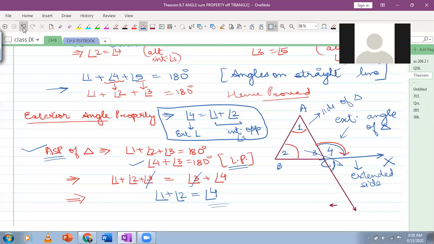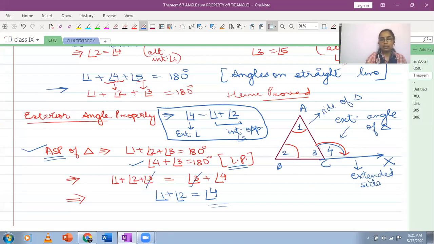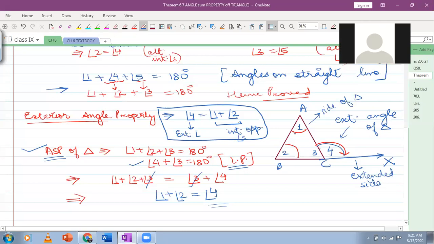Okay, ma'am. The exterior angle will always form a linear pair with one of the interior angles. This is something which you can remember. जो भी exterior angle होगा, वो interior angle के साथ linear pair बनाएगा. If it's not making a linear pair with any of the interior angles, it is not an exterior angle. Okay, ma'am.